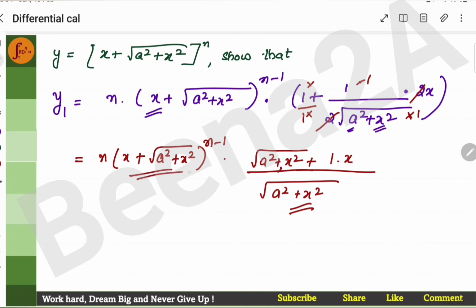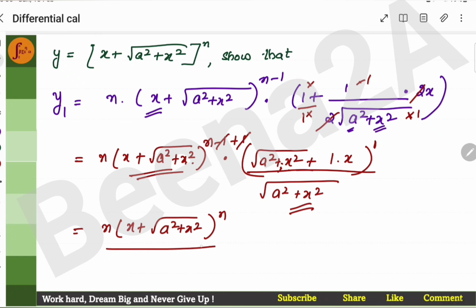If you notice this and this, it's the same, right? This portion is the same. Here assume that the power is 1. You add this here, right? Because the base is the same. When the base is the same, you can add the indices. So here minus 1 will get cancelled. You will get n into x plus root of a square plus x square to the power n by a square plus x square. Root of this is y1.